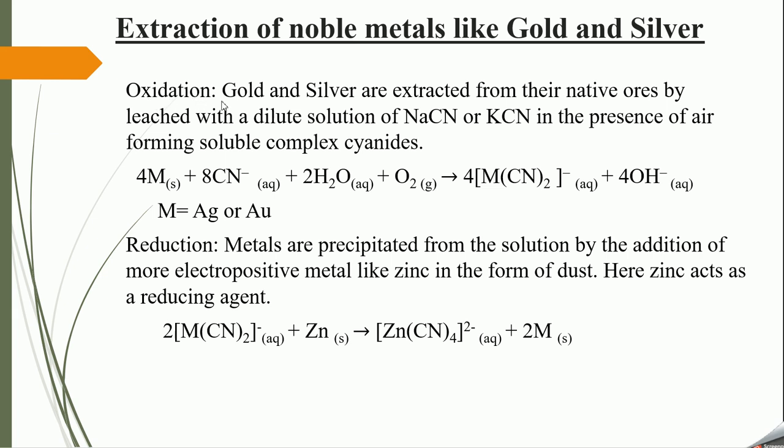The first step is oxidation. Gold and silver are extracted from their native ore by leaching with a dilute solution of sodium cyanide or potassium cyanide in the presence of air, which gives a soluble metal cyanide complex. So here M refers to metals like silver or gold. This reacts with the dilute sodium cyanide or potassium cyanide solution in the presence of air and gives the metal cyanide complex.